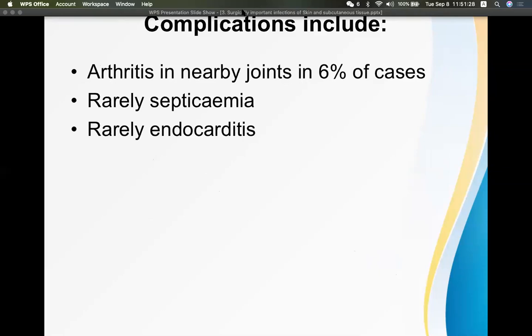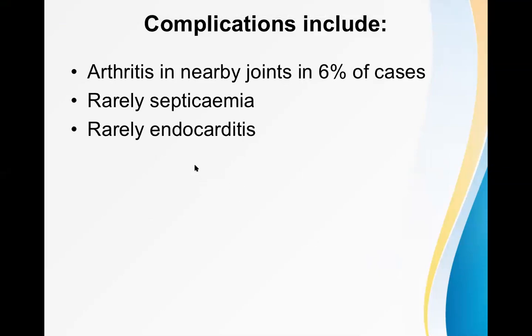Now what complication can happen in case of cellulitis? I have unmuted you again, so whenever I ask a question, you can answer now. Some of the complications can be arthritis in nearby joints in about 6% of the times, rarely septicemia, and even endocarditis. Infective endocarditis can occur because that organism may go into the blood, and from that blood it may reach the heart, especially if the heart is already damaged previously, like a rheumatic heart disease or congenital heart disease, then endocarditis can occur.